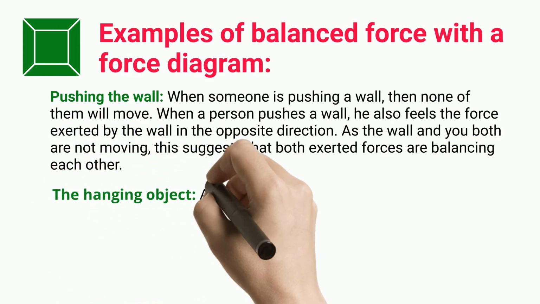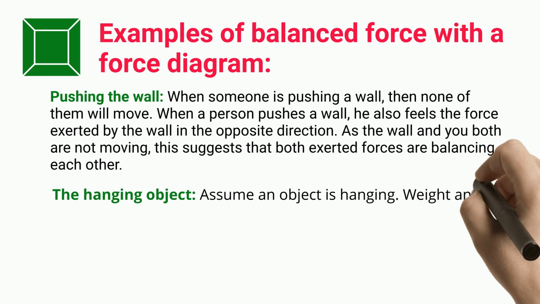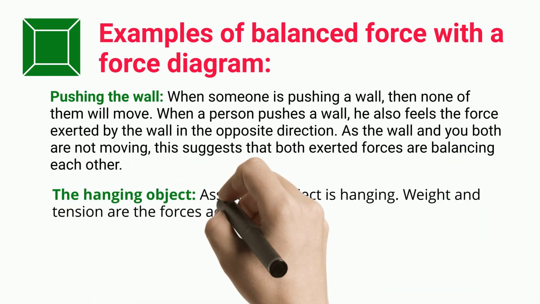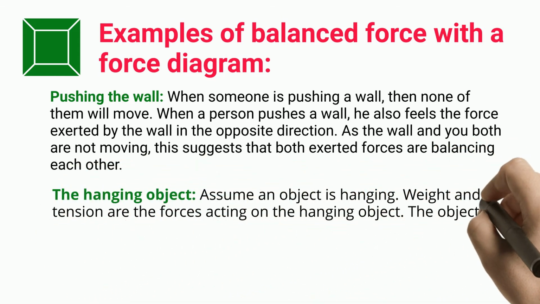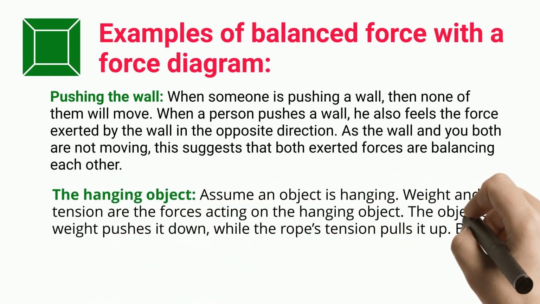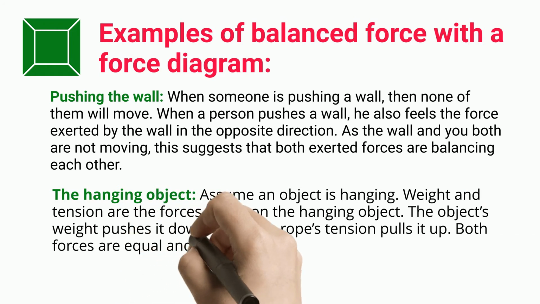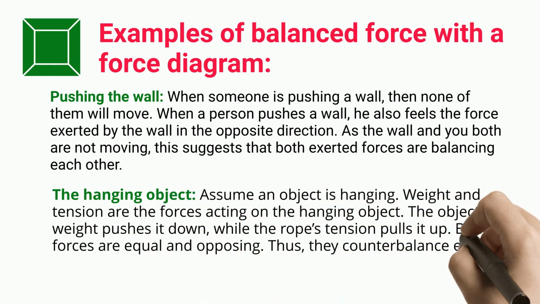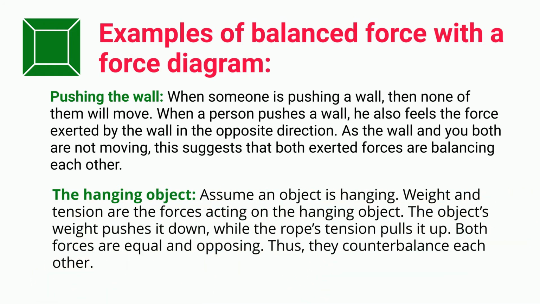The hanging object. Assume an object is hanging. Weight and tension are the forces acting on the hanging object. The object's weight pushes it down, while the rope's tension pulls it up. Both forces are equal and opposing. Thus, they counterbalance each other.